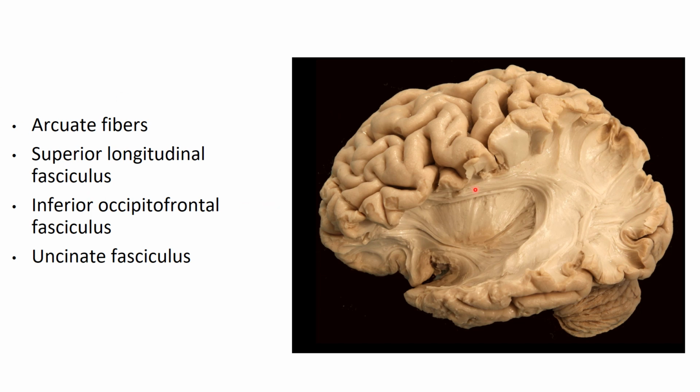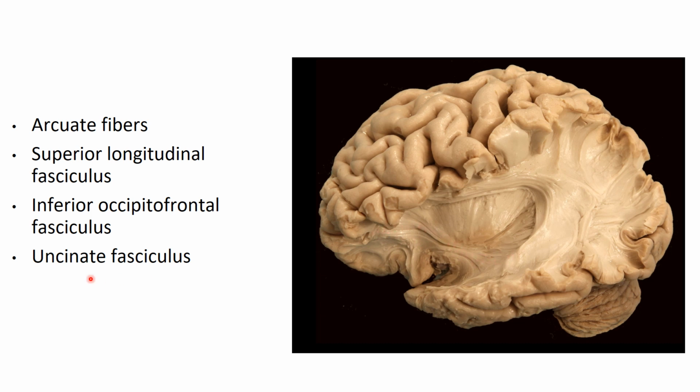And then we have our long associational tracts, which are the superior longitudinal fasciculus, the inferior occipitofrontal, and the uncinate fasciculus. Our superior is going to be superiorly located. We see this big wave right here. This is going to be our superior longitudinal fasciculus. And then we have another one lower, so that's going to be our occipitofrontal because it's connecting occipital lobe to frontal lobe. That's going to be right here.